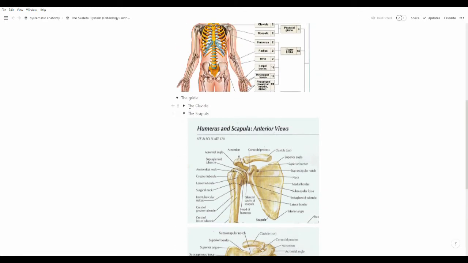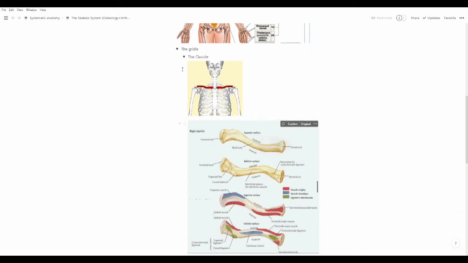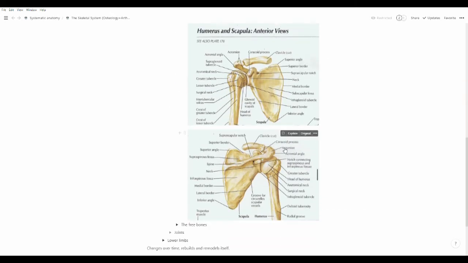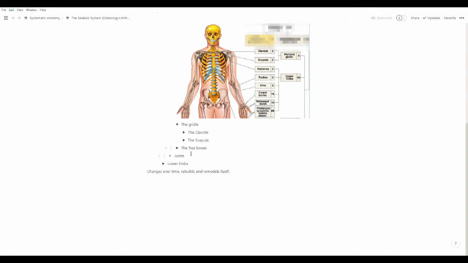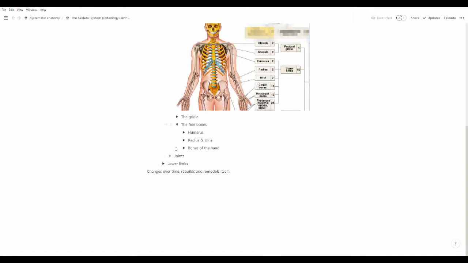Remember when I was talking about the clavicle, it has the acromial end. So the acromial end touches the acromion, which is this part of the scapula. So yeah, here is the clavicle cut, and we have the acromion, which is part of the scapula bone. All right, up next we start talking about the free bones, not the girdle. We close the girdle, we'll talk about the free bones.